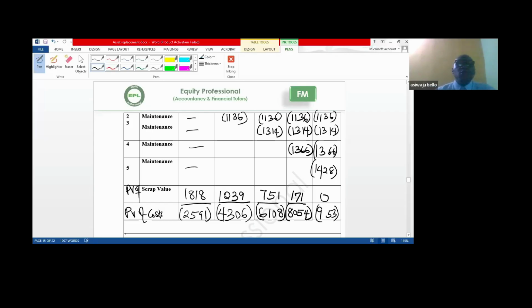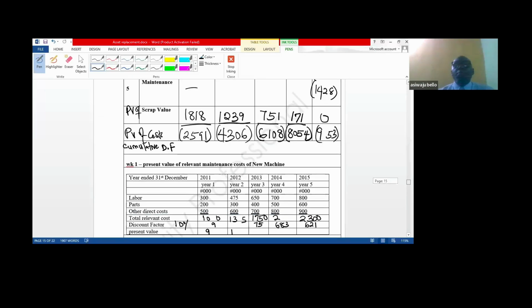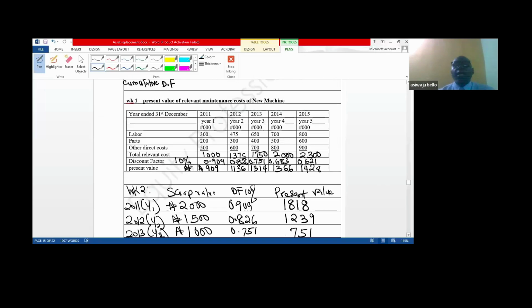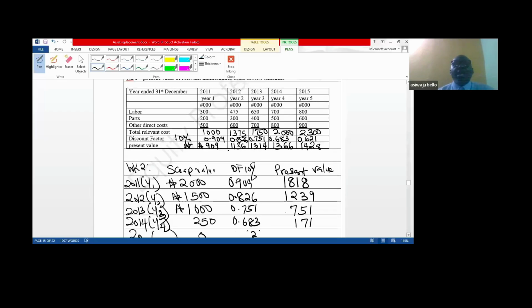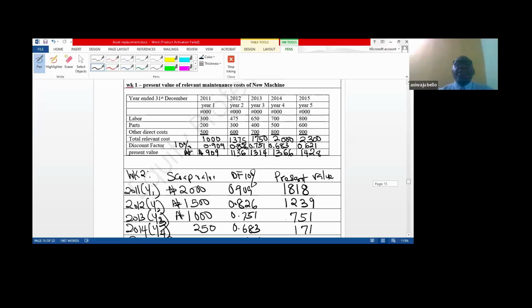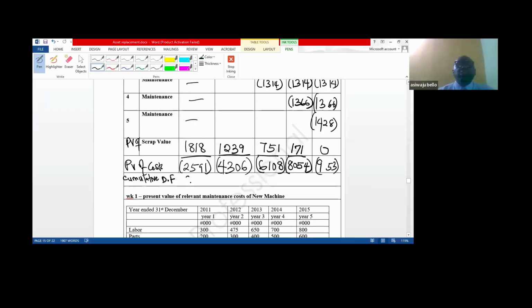We now introduce our cumulative discount factor. Cumulative discount factor is also known as annuity factor. Come here. Discount factor for year 1, 0.909. I'll pick that.